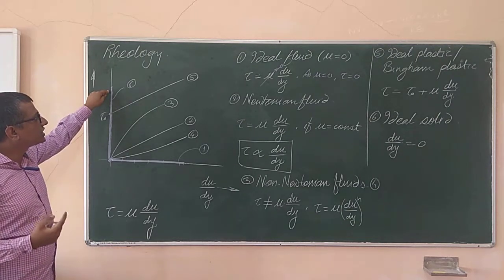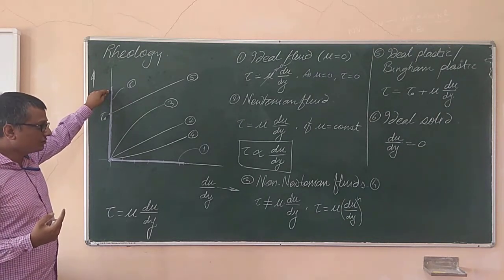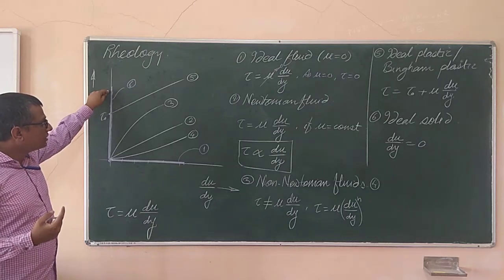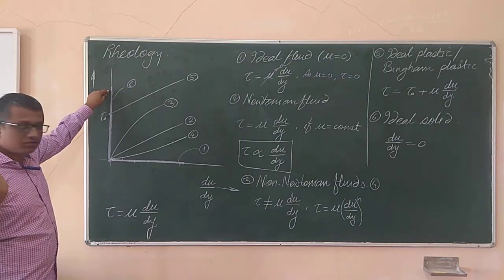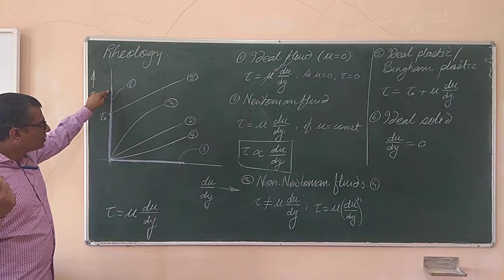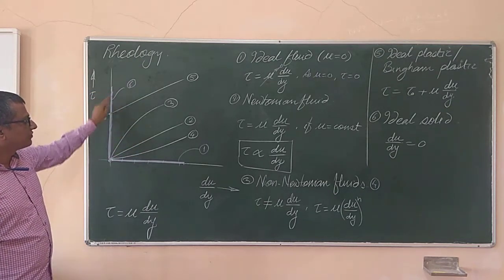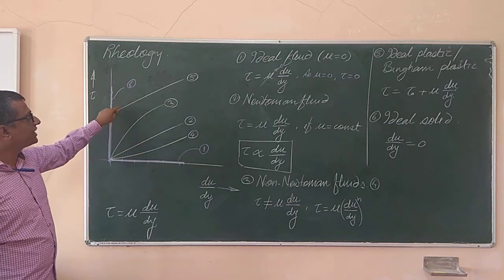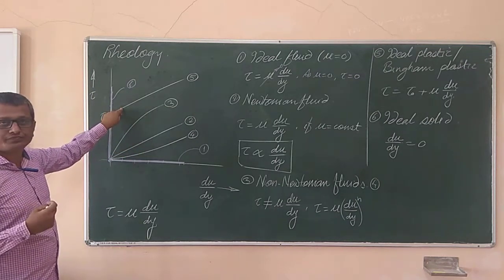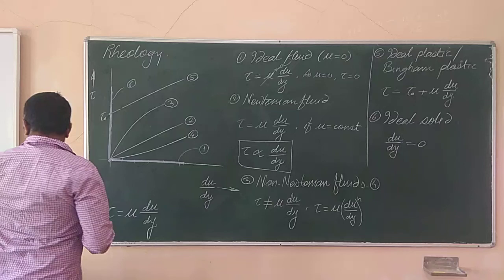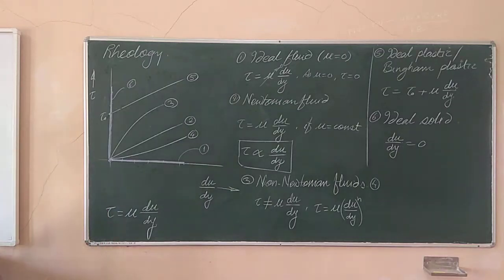So this is the rheological diagram for the fluids. Now I would like to give you one small homework. List out at least 5 examples of each category of fluid over here. For each category of fluid, list out at least 5 examples and write it down into your notebook. Right? So let us move on to the next topic.